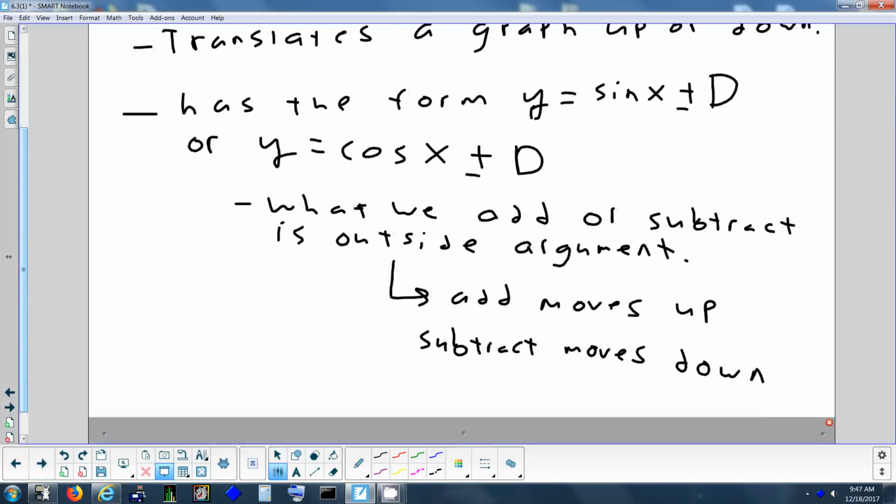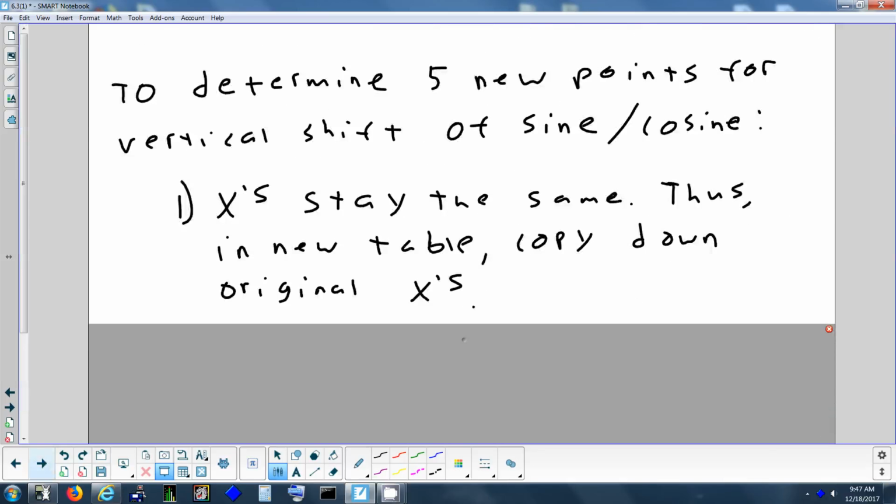So if we're going to shift the graph up and down, what values are going to change this time? The x's or the y's? Yep, the y's. So what that means is the x's are going to stay the same. It's always great when the x's stay the same because you don't have to deal with any of those fractions with pi. So for every problem we do today and in the homework, for a vertical shift, the answer to your x's is going to be 0, pi over 2, pi, 3 pi over 2, 2 pi.